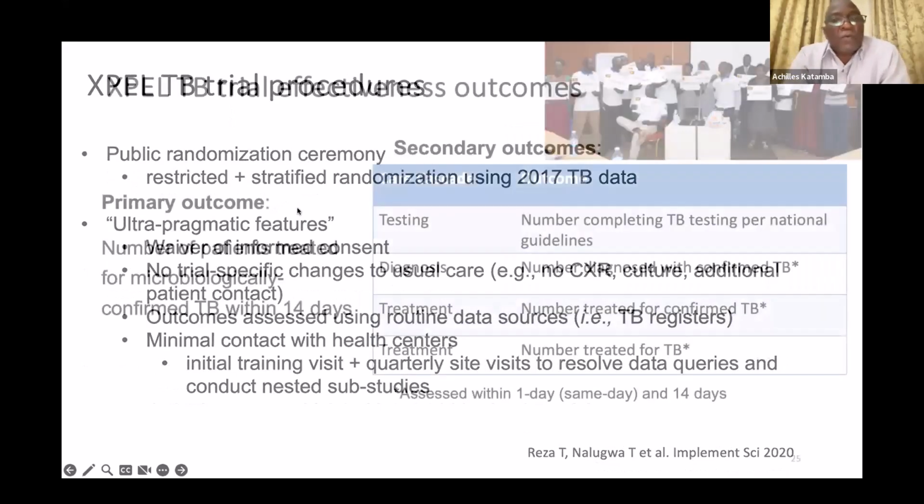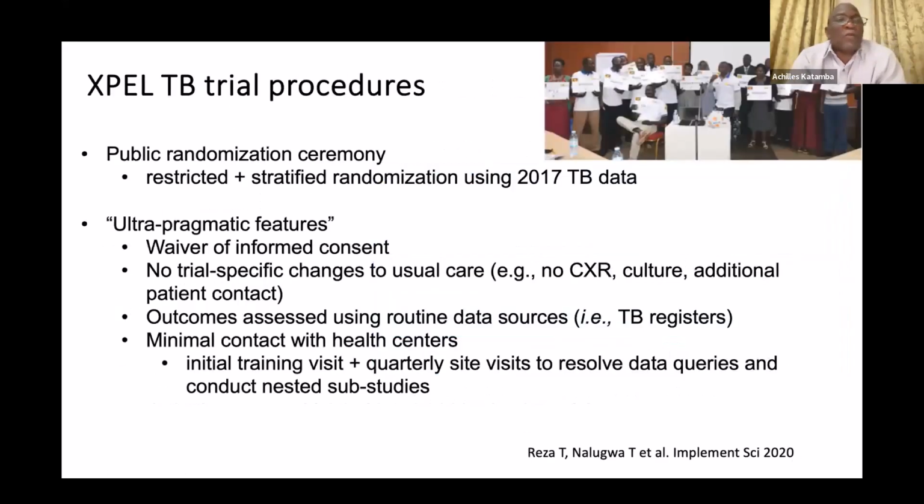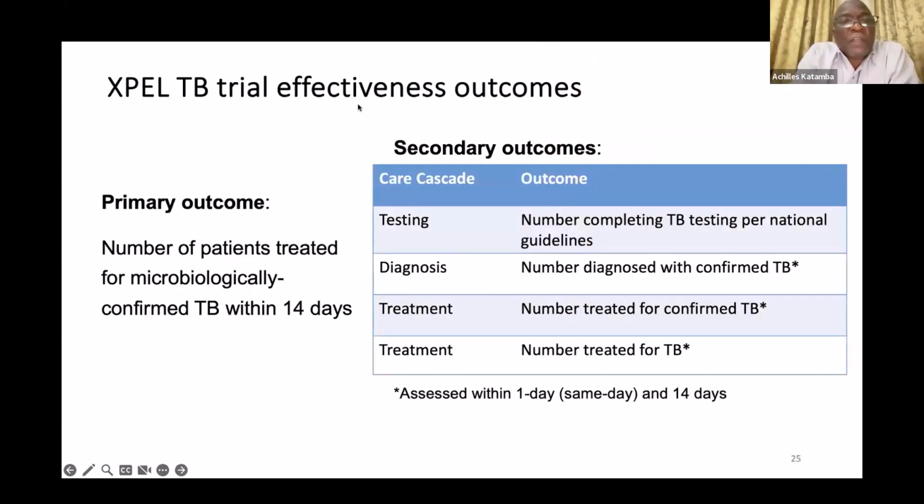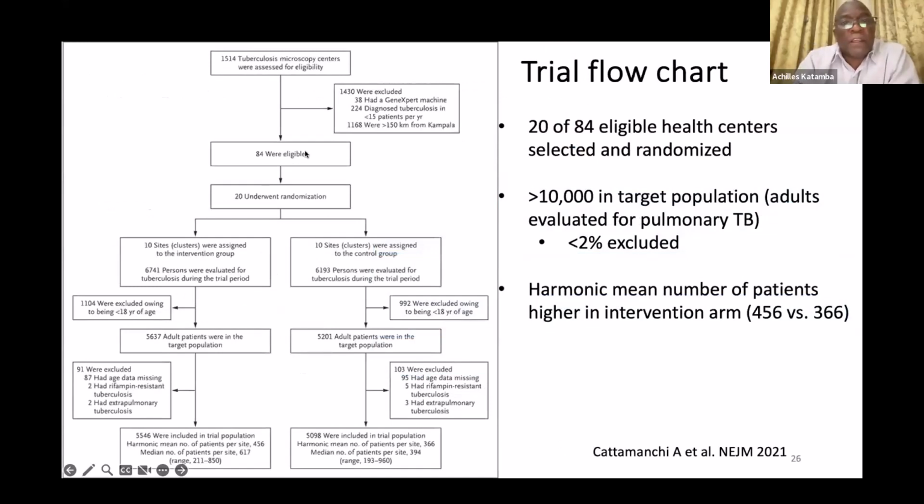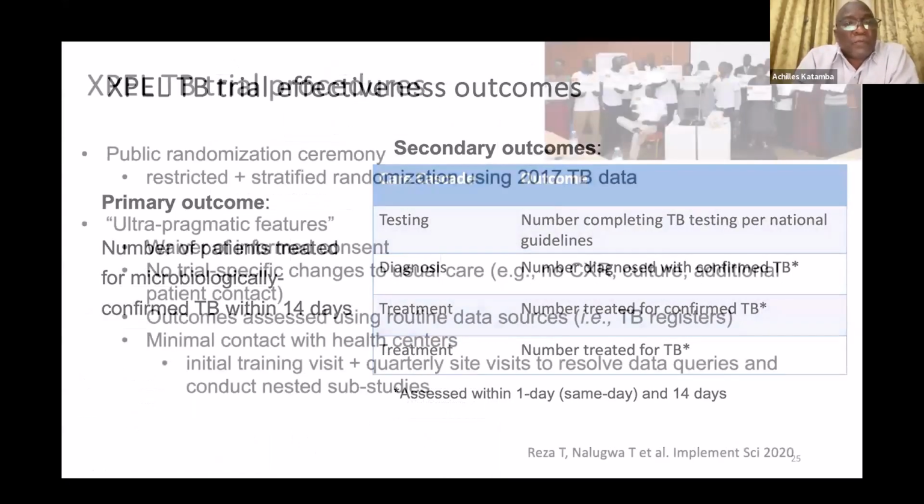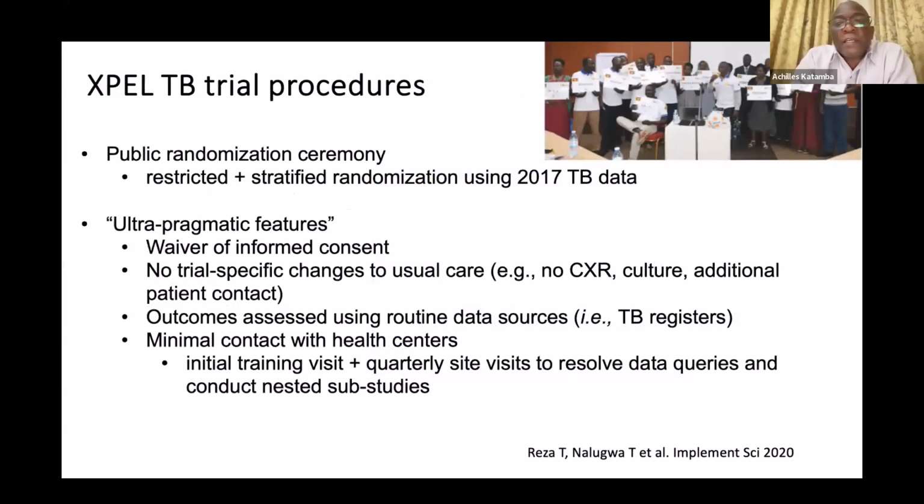In order to get buy-in and even to work closely with the communities, we organized a public randomization ceremony. In this public randomization ceremony, people were taken through the procedure by Catherine from London School, who was the statistician, and people came and participated in choosing which sites will be in the control, which sites will be in the intervention. And so the people chose, and finally, that is a picture showing, and this was published also to show that people agreed to be in the control and agreed to be in the intervention.